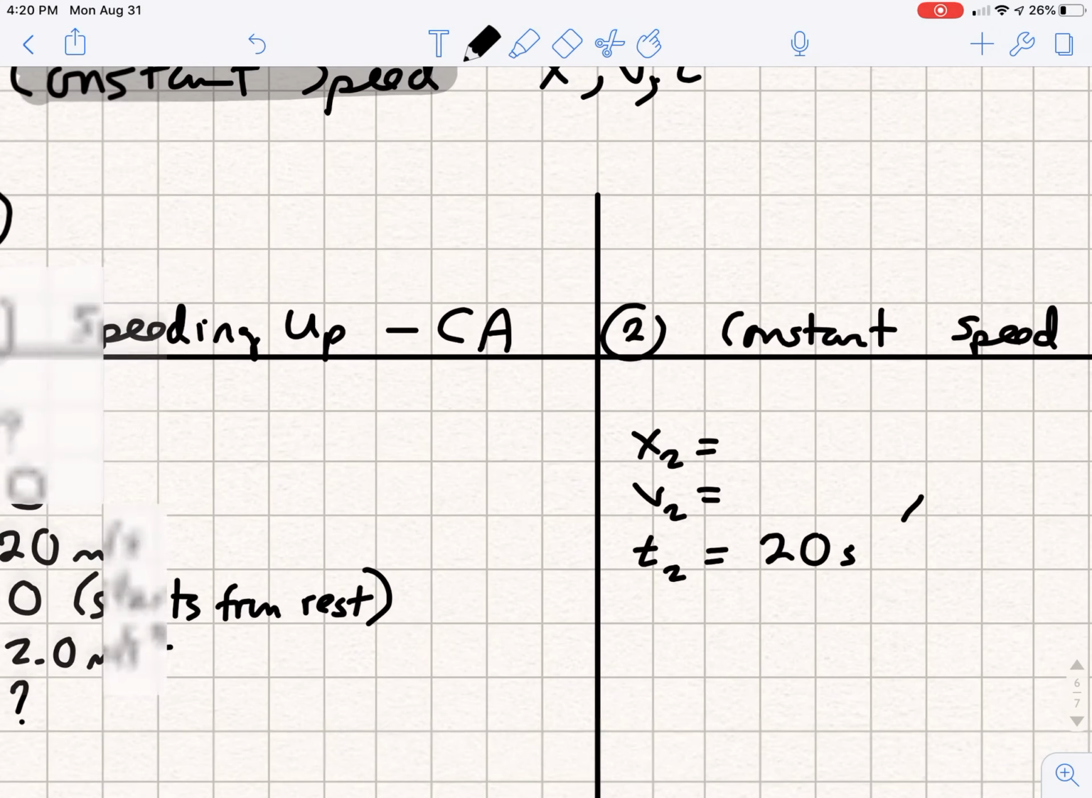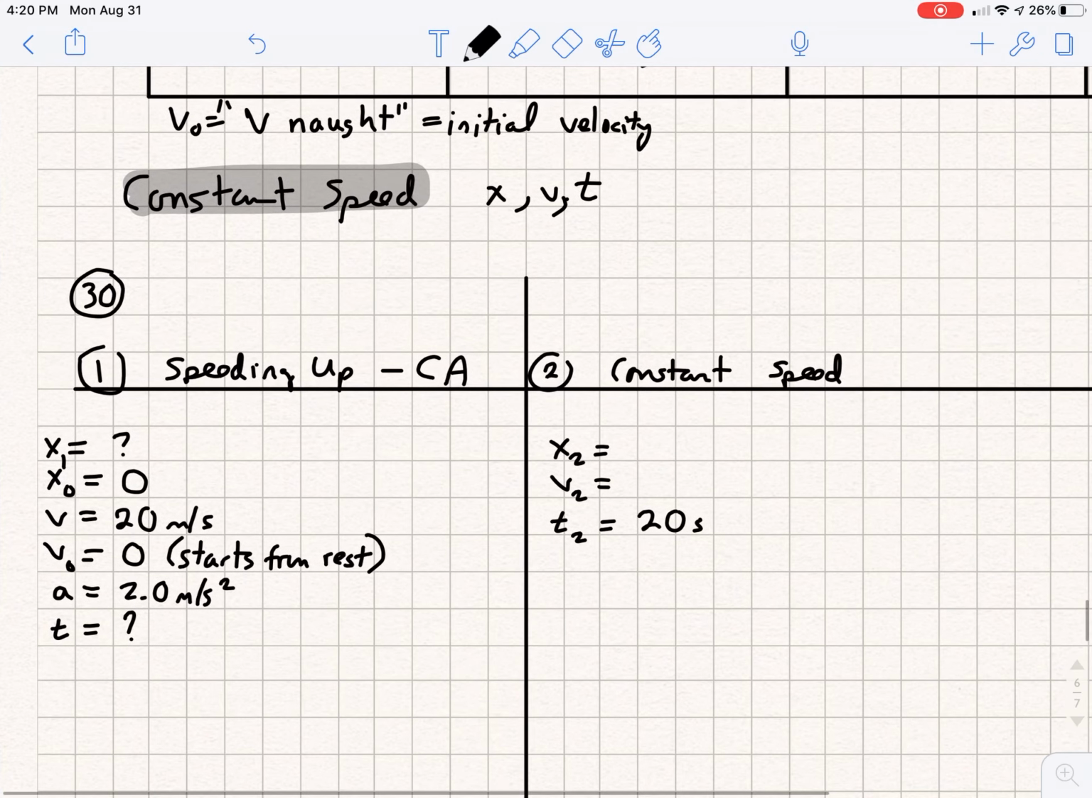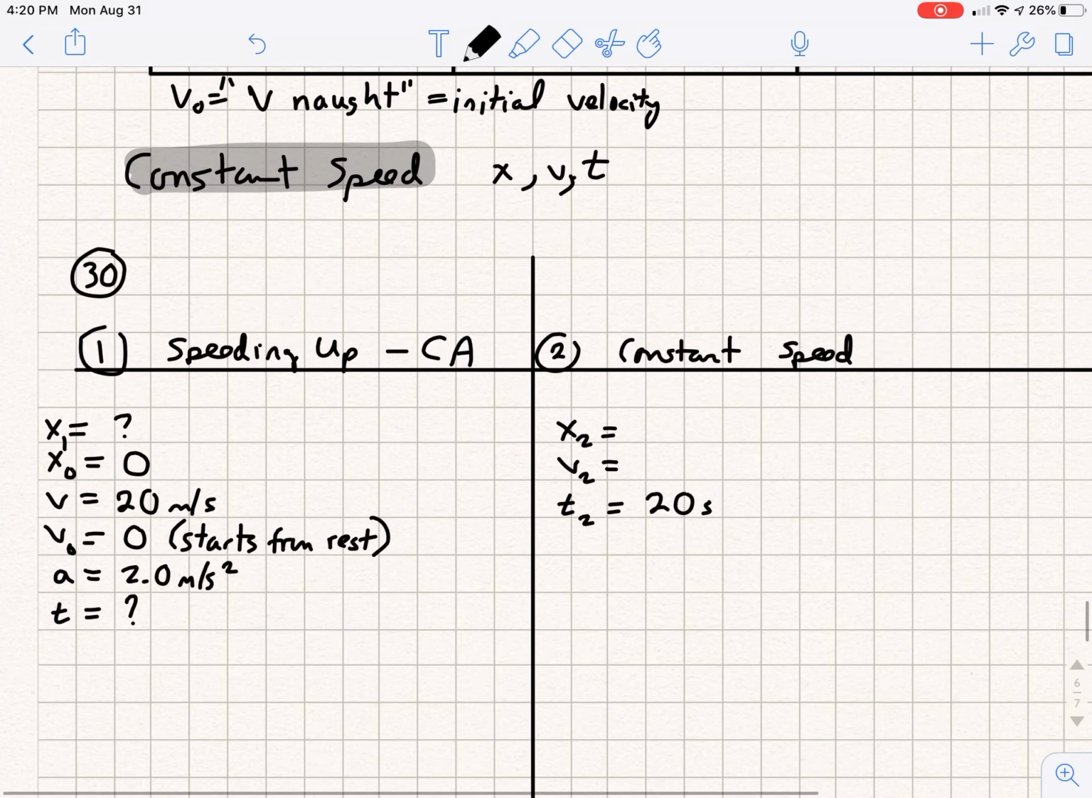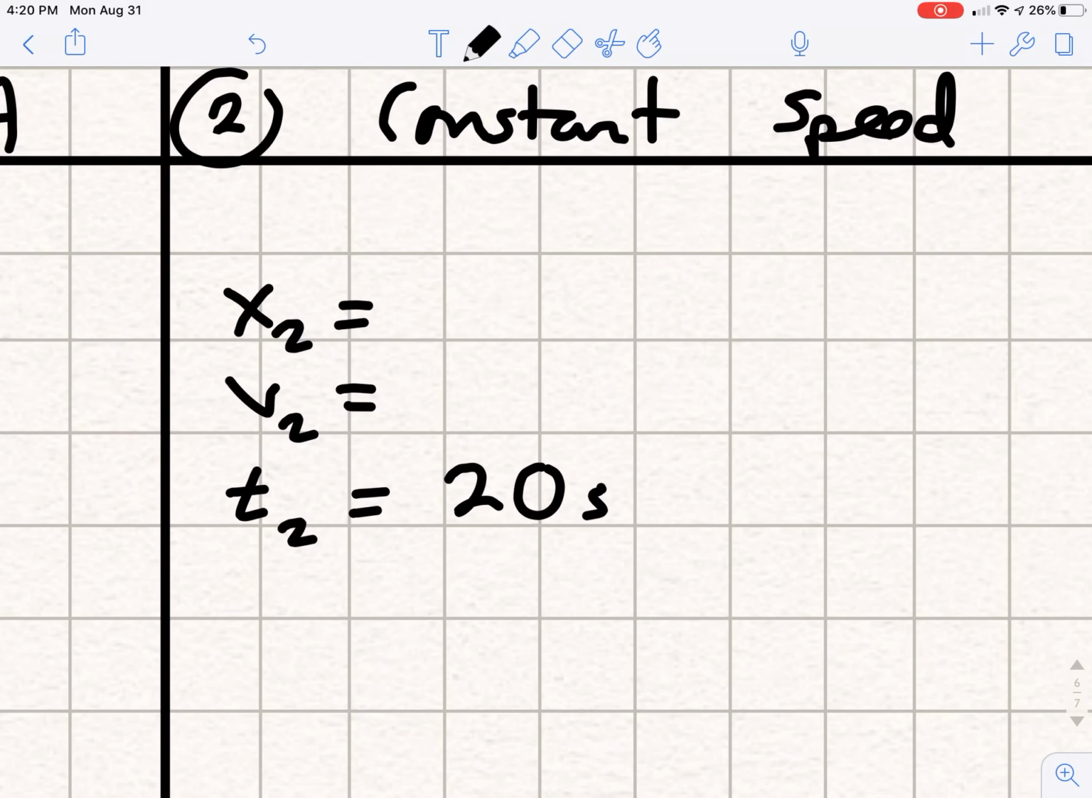But wait a minute, if you remember, the speed increased to 20 meters per second. Therefore, when the truck gets to 20 meters per second, it is traveling consistently at 20 meters per second for this time interval of 20 seconds. I do not know how far we're going though.